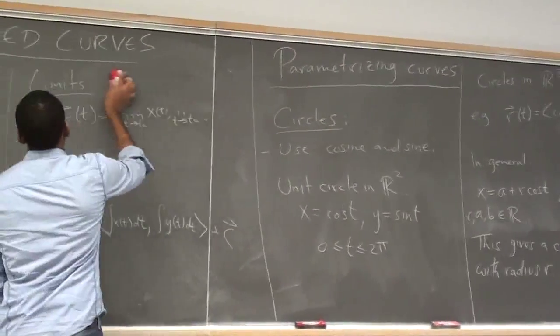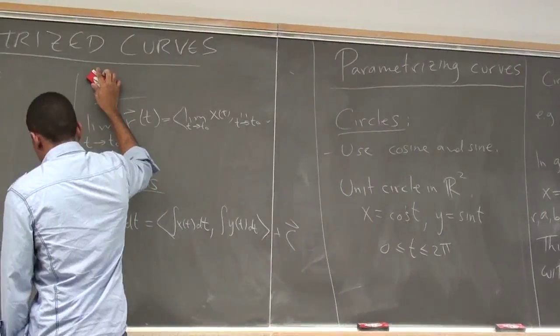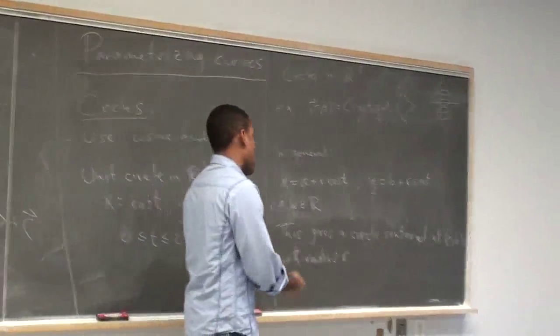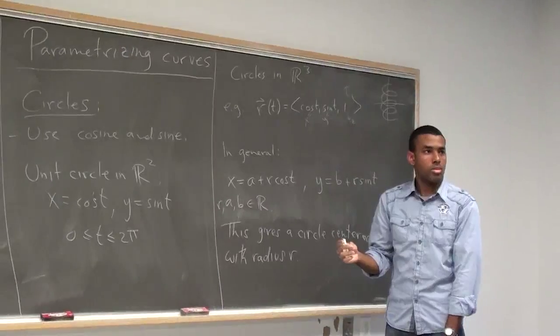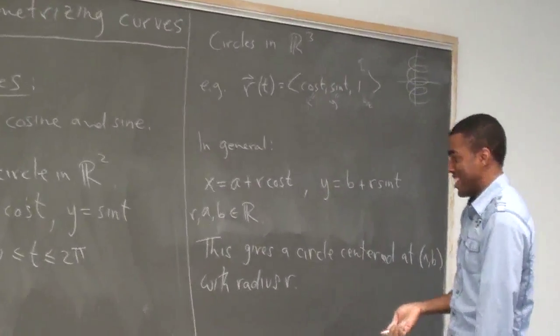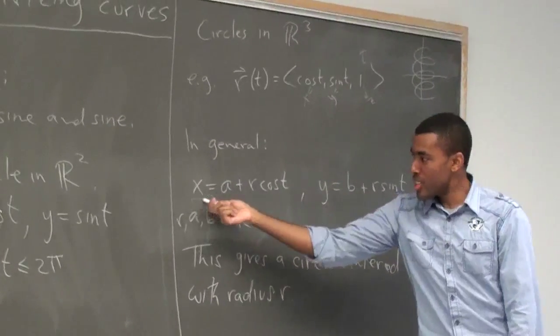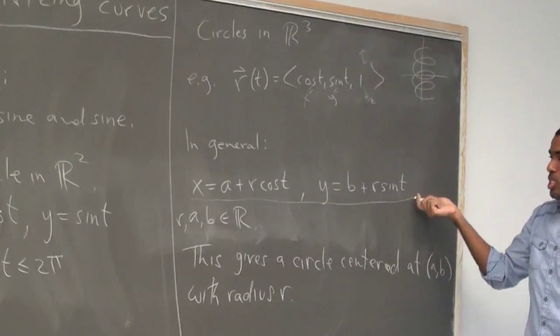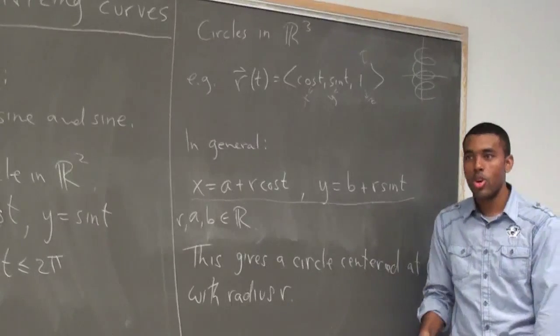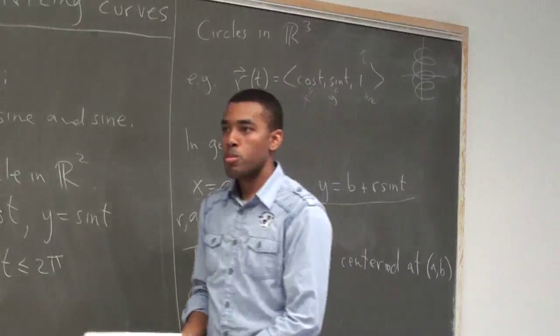Because they both have R. Huh? Because they both have R. Not really, yeah, but I don't know. I said this is the equation, and I said specifically this gives you a circle with a specific center and a specific radius. Why is that? Polar coordinates.